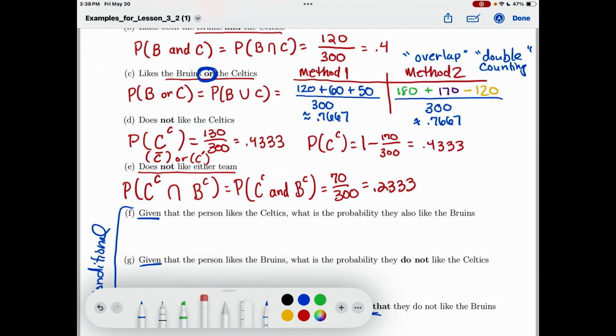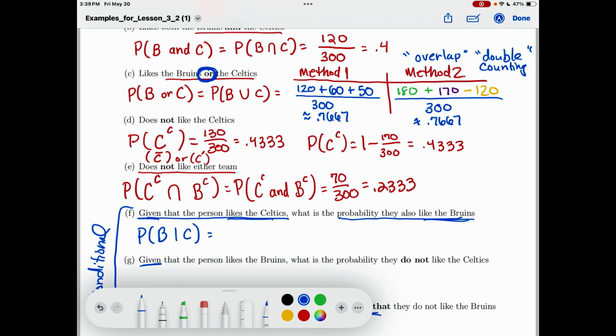Okay, so looking here, it says, given that the person likes the Celtics, what's the probability that they also like the Bruins? So here's how we're going to write our notation. Remember, whatever goes to the right of our vertical line is our assumption. So our assumption is that the person that we're picking likes the Celtics. So we're going to draw our line and then see. What we're trying to find the probability of is if they like the Bruins. So the B goes in front. So we're going to say the probability of B given C.